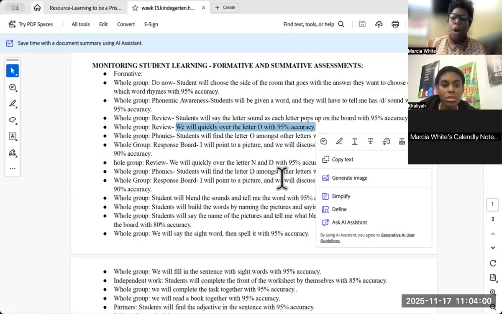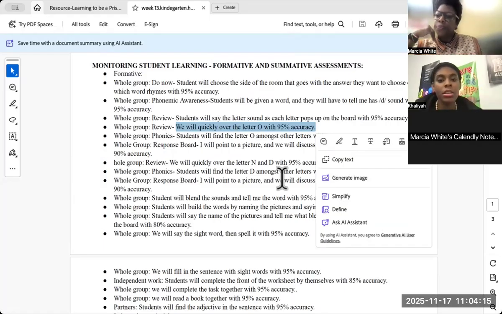Quickly go over the letter O. How is that assessed? Tell me what you're going to do. Describe to me what "quickly go over the letter O" means. So in the PowerPoint, there is a slide and it has the letter O, and I believe the octopus on it.